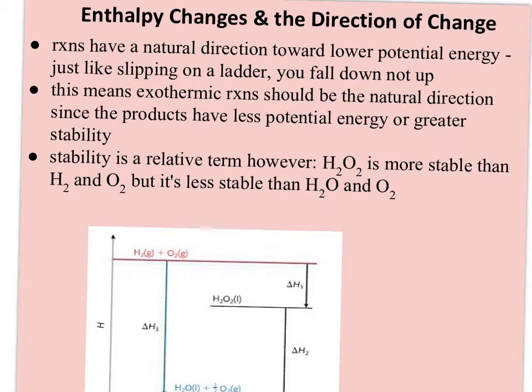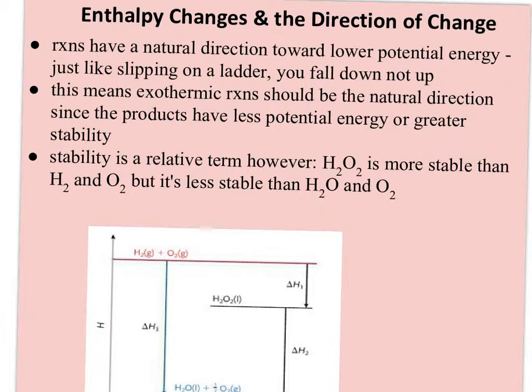Welcome. This video is going to finish looking at the topics covered in Section 1 of Chapter 5 in the Brown SL Chemistry book. So specifically, we're looking at enthalpy changes, and we're going to look a little bit here at the direction of change, or what's called the natural direction of change. So reactions have a natural direction toward lower potential energy, just like everything we do in nature.